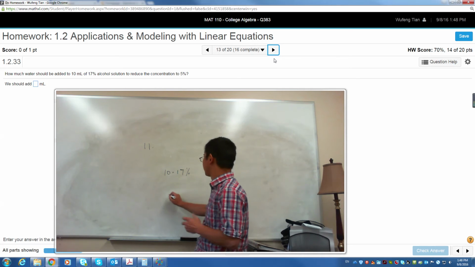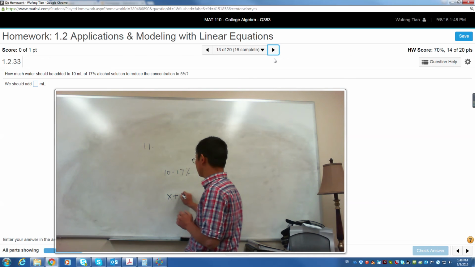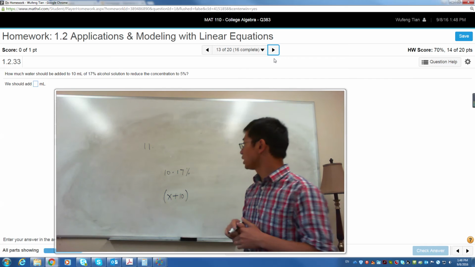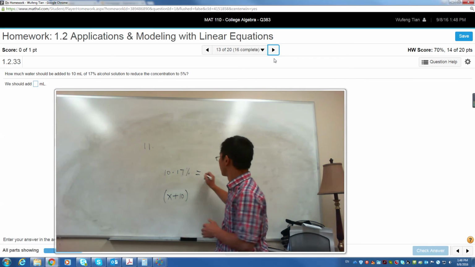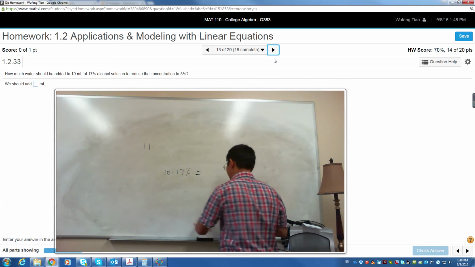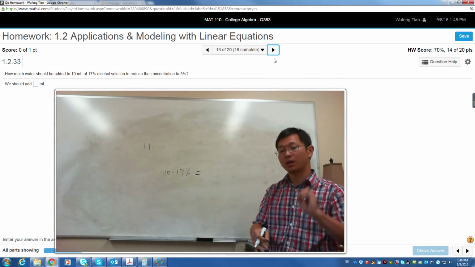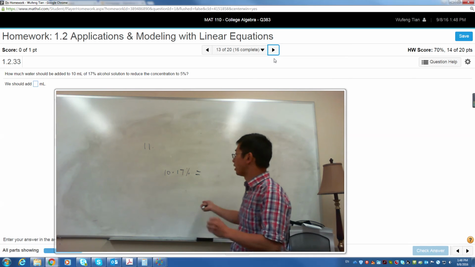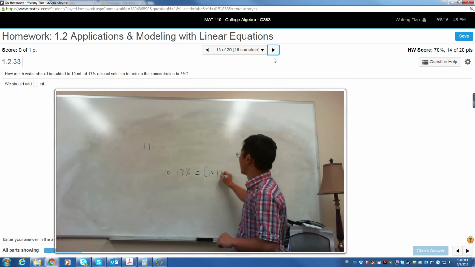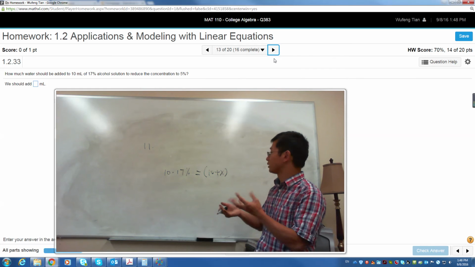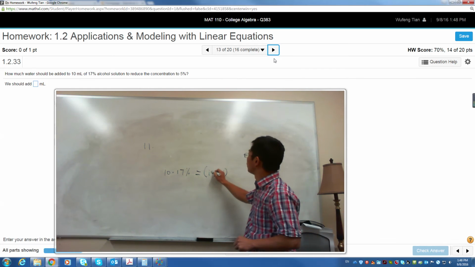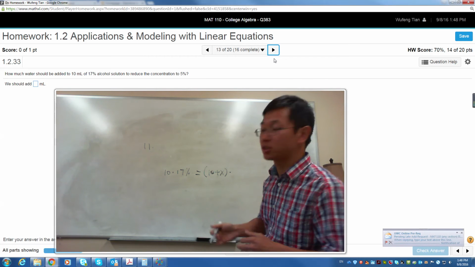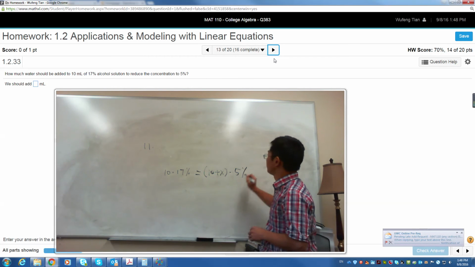So now, suppose I add x water, so x plus 10. So your alcohol amount is the same, even if you add water into it. The amount of alcohol never changes. This is the amount of alcohol from the previous one. Now you have 10 plus x. You add water into that. You still have a solution, but the new concentration of alcohol is going to be 5%.